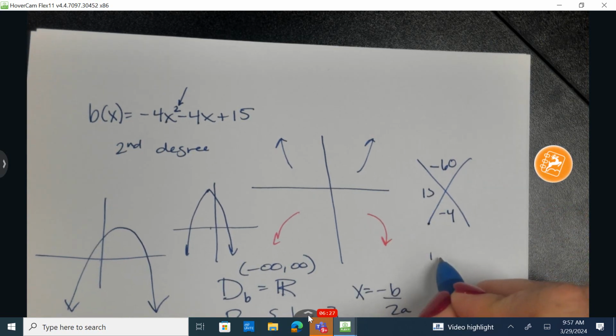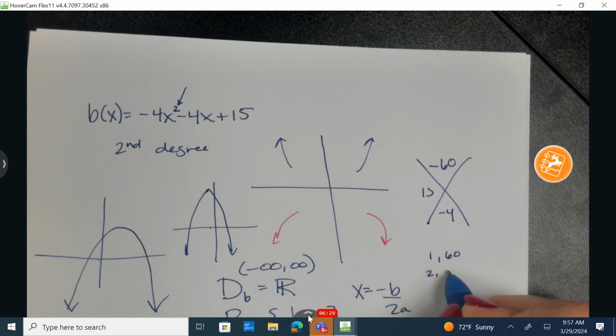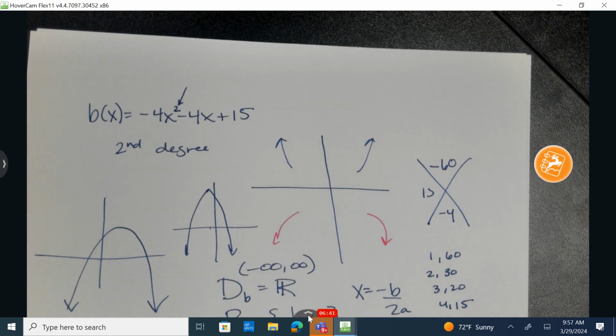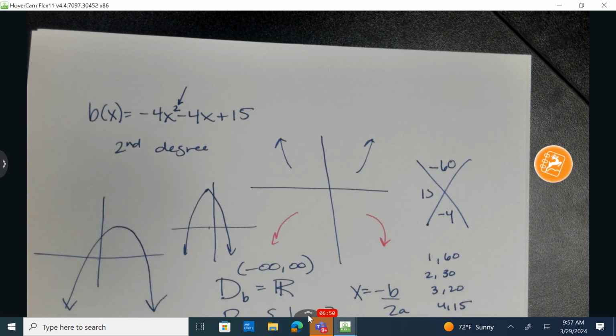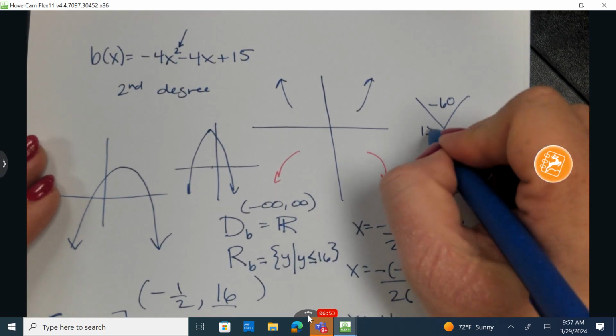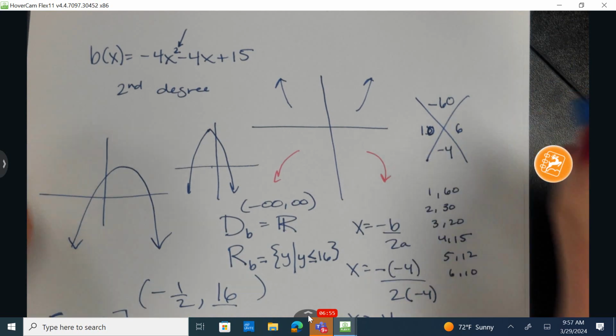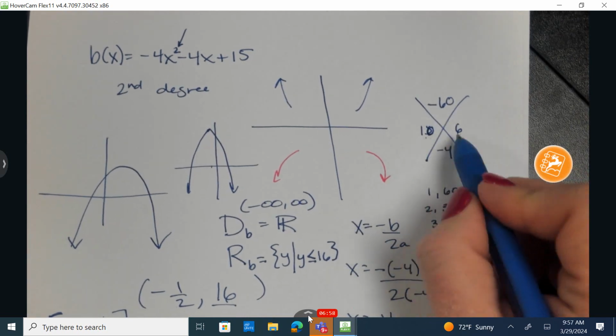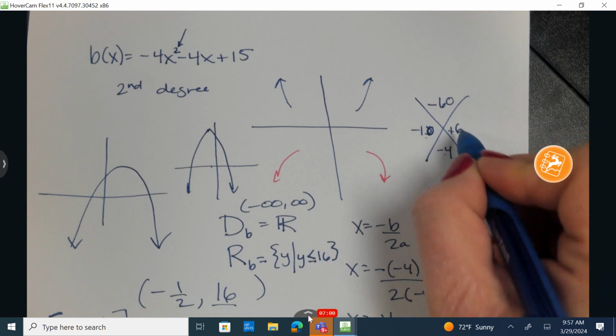Let's see here. 1 and 60, 2 and 30, 3 and 20, 4 and 15. Is that right so far? 5 and 12. Let me go back here really quick. That's good. What else is there? 6 and 10. Oh, 6 and 10, the most obvious one I missed. Okay, in order to achieve a negative 60, they have to be different signs, the larger one being negative. Let's just make sure that works.